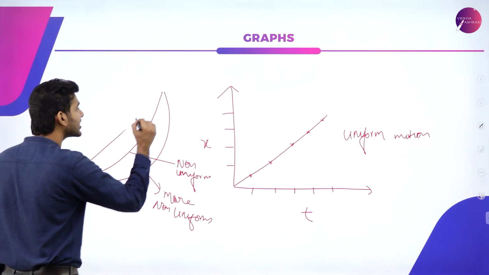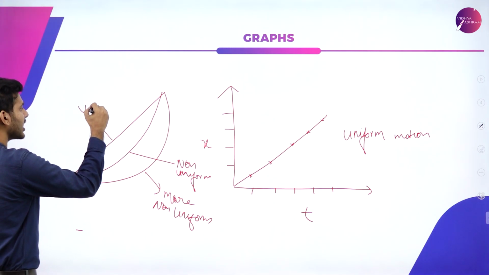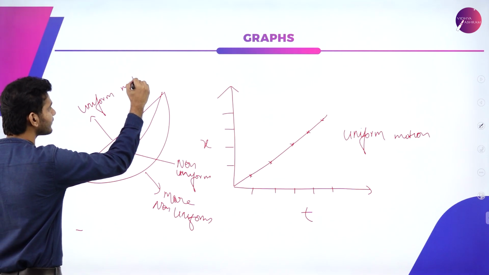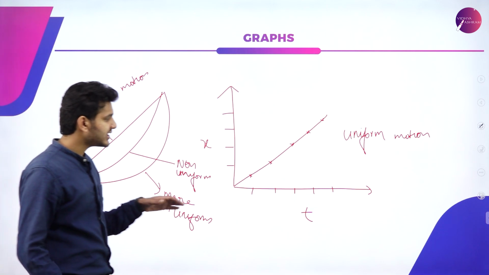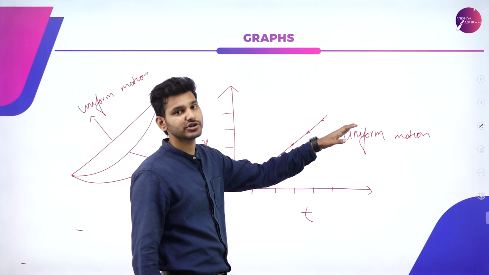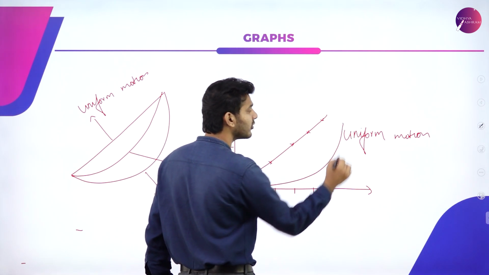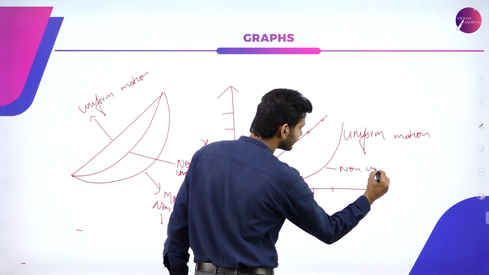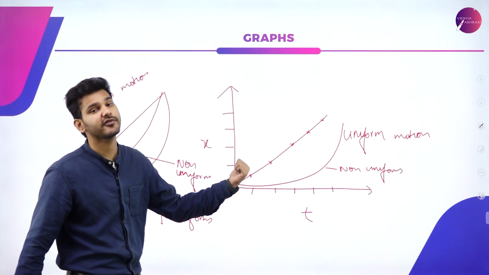And if it is a straight line, we can say that this particular straight line is an example of uniform motion. So here it is a straight line, uniform motion. There it was a curvy line indicating non-uniform motion. So this will be non-uniform, and this one is uniform motion.